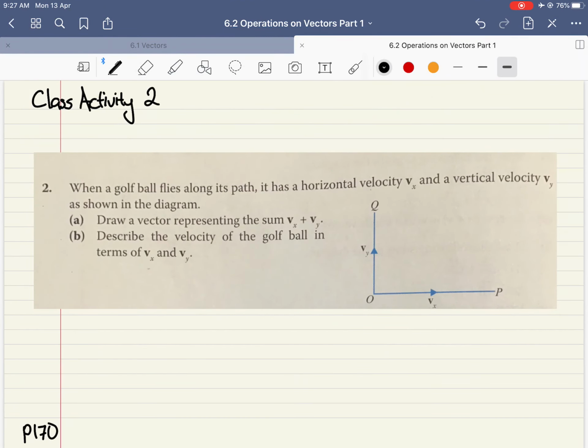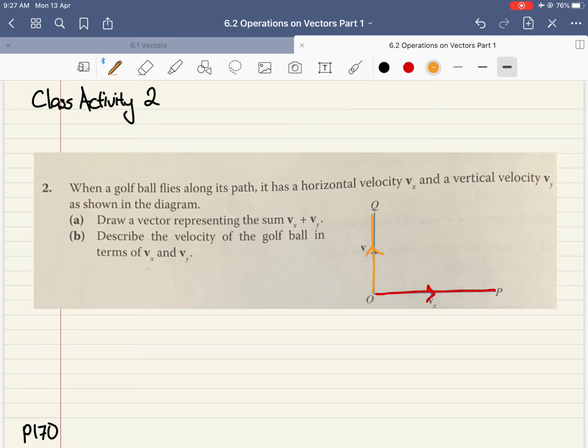Okay, we move on to page 170. And this one's a bit tougher. Draw a vector representing Vx, and the vector Vy. Now if you notice, once again we run the same problem. Vx is going this way, and Vy is this way.